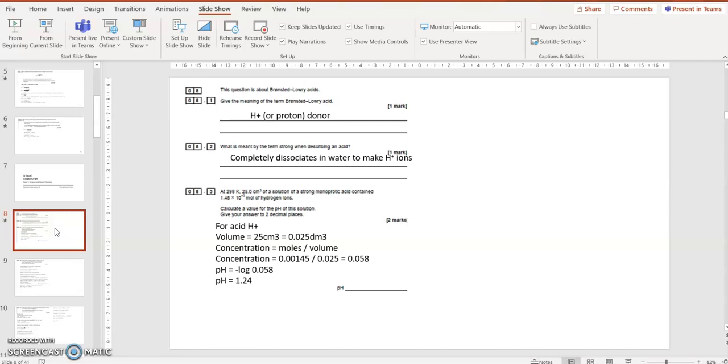Give the meaning of the term Brønsted-Lowry acid. It's an H+ donor. It donates protons, or H pluses. What's meant by strong acid? Completely dissociates in water to make H+ ions.